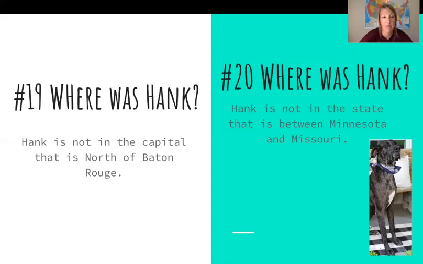Number 19, Hank is not in the capital that is north of Baton Rouge. So you got to find Baton Rouge, and he's not in the state that's north of Baton Rouge. So use your map, use your compass rose. Number 20, Hank is not in the state that is between Minnesota and Missouri. So find Minnesota, find Missouri, and he's not in the state in between those 2.